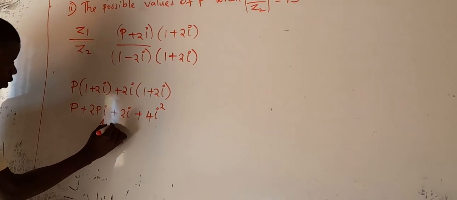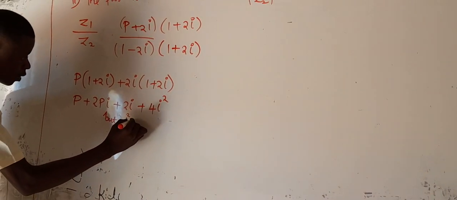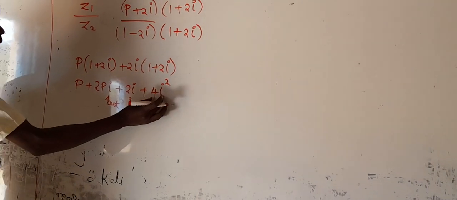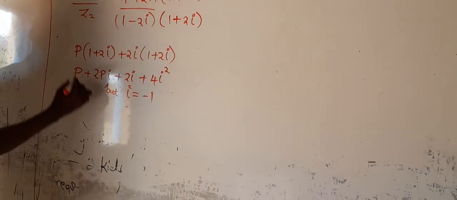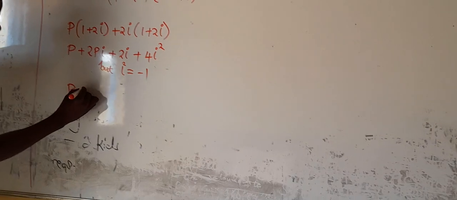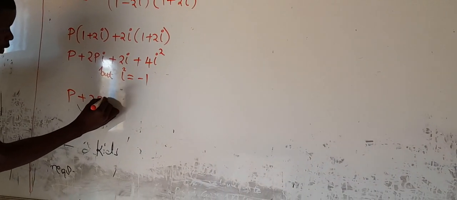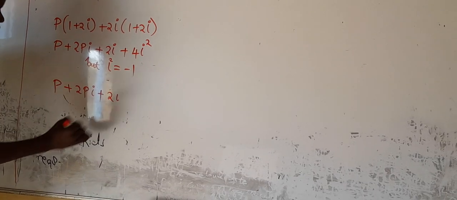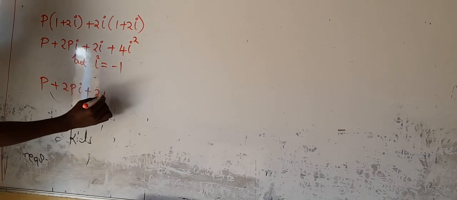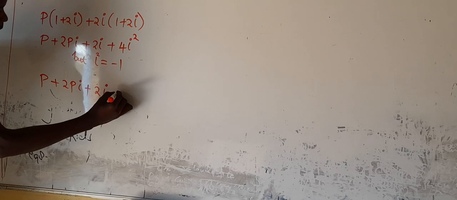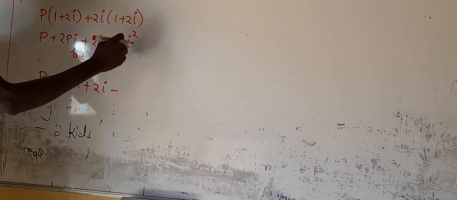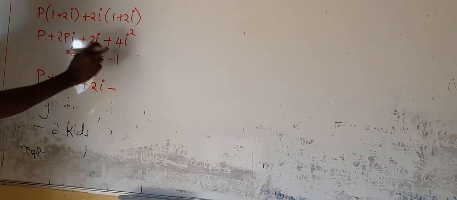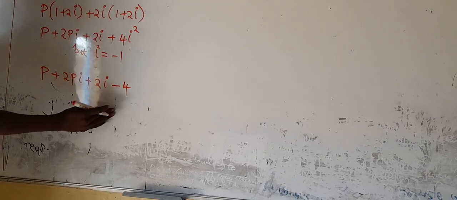But now i squared is equal to -1. So we are going to replace i squared with -1. So we'll have p plus 2pi plus 2i, and then minus, because i squared is -1, it's going to change the sign to -4.